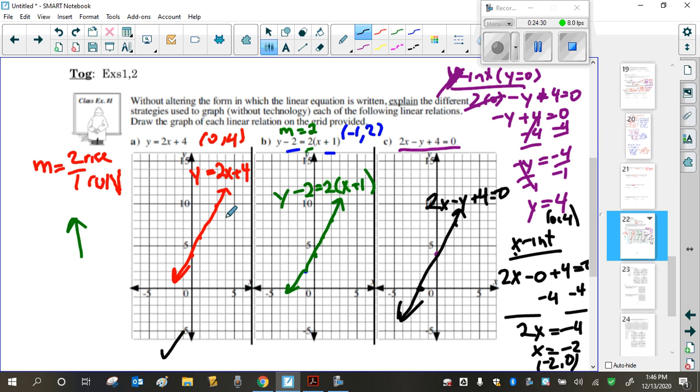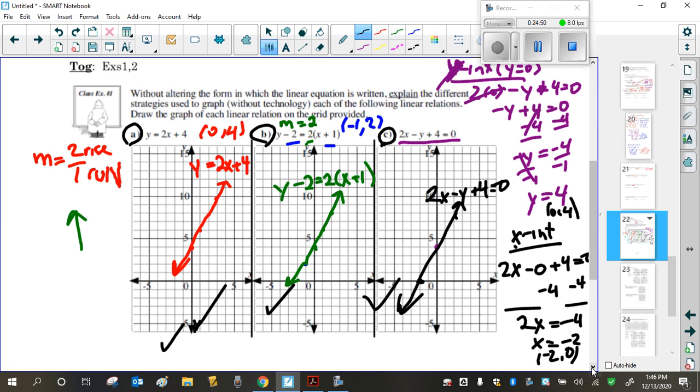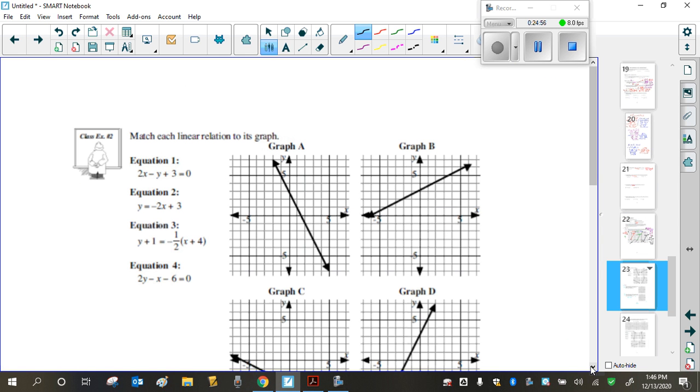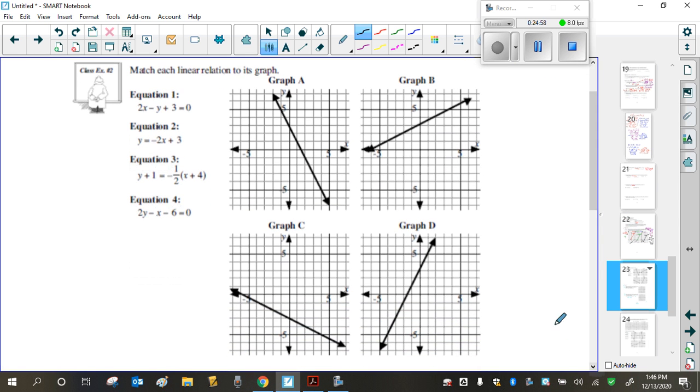So cool. So A was written in slope-intercept form, B was in point-slope form, and C was in general form. They're all exactly the same. And we're going to practice graphing using the 3 different ways. So let's go to the next page and do the same. Well, I'm going to get you to do the same.